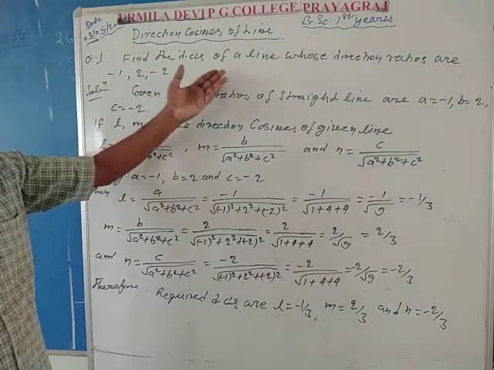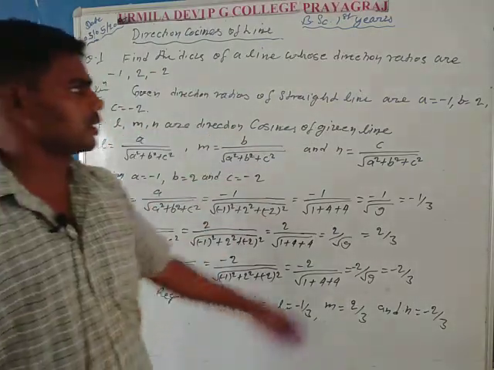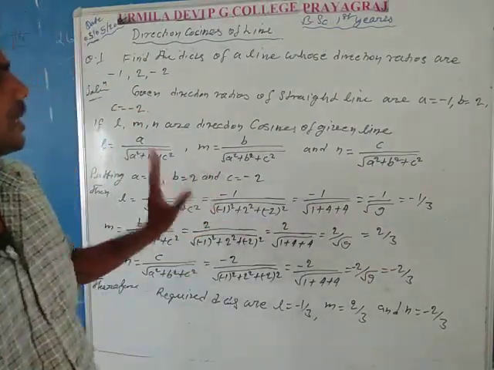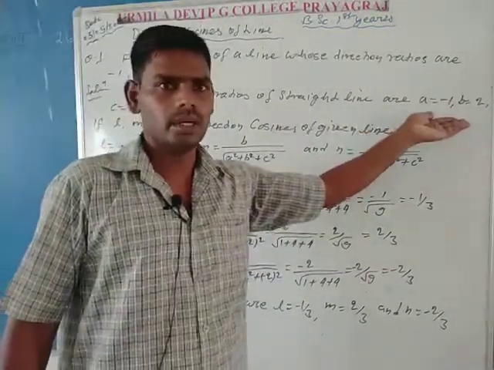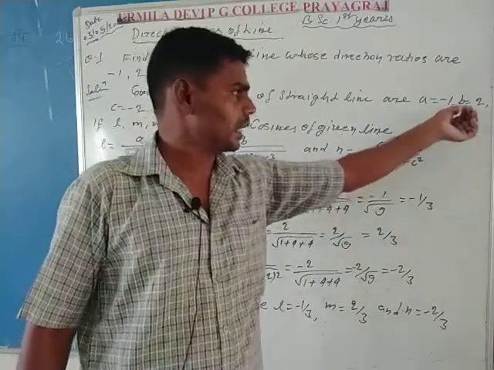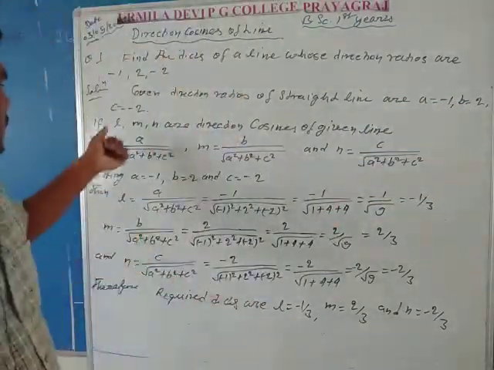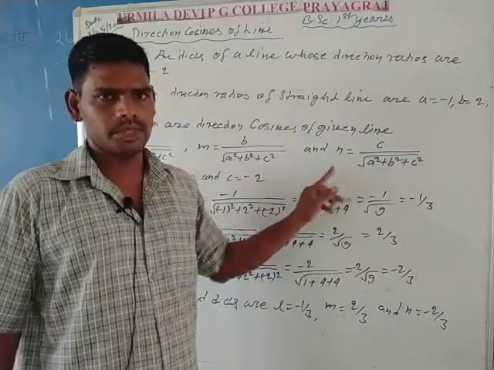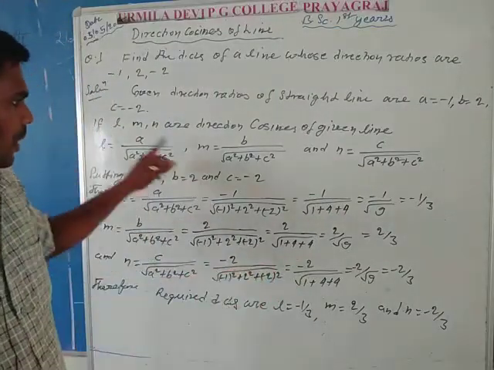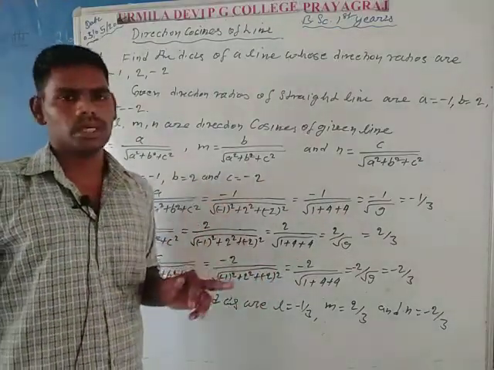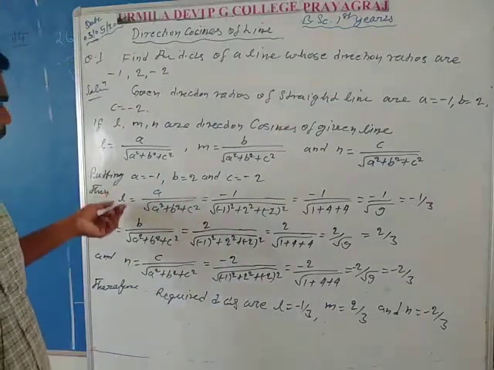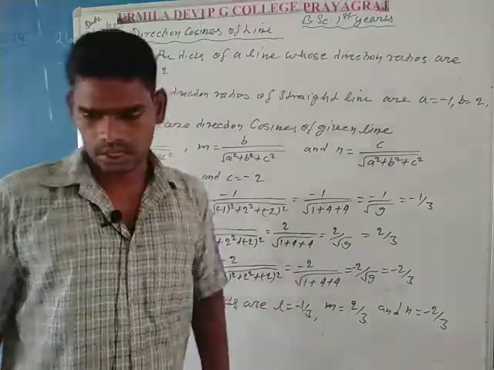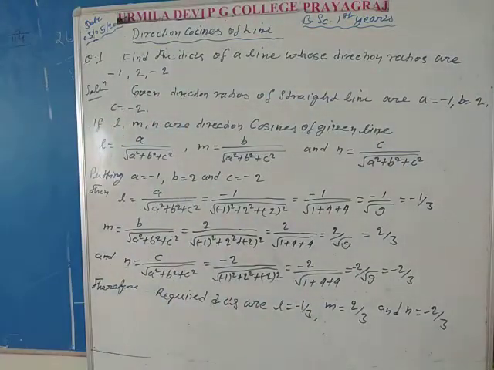In the question, find the direction cosines of the line whose direction ratios are -1, 2, -2. In the solution, first let the direction ratios be denoted by a is equal to -1, b is equal to 2, and c is equal to -2. Then using the relations between direction cosines and direction ratios, we put all values of small a, b, c and find the complete values of the direction cosines, meaning small l, m, n. Now consider the next question.